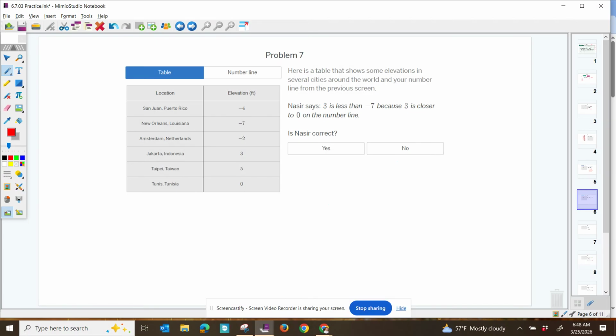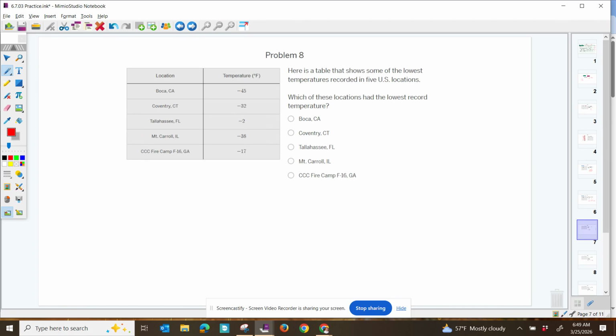Nasir says 3 is less than negative 7. That's definitely not right, because any positive number is going to be bigger. So he's a no. But he says because 3 is closer to 0. Well, 3 is definitely closer to 0, but 3 is on the positive side of 0, and negative 7 is on the negative side of 0. On a number line, that is how it's going to work. Always try to show 0 on number lines when given the option.